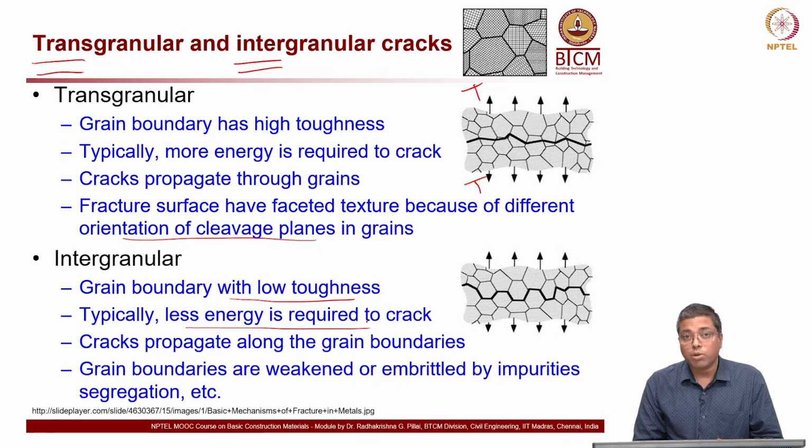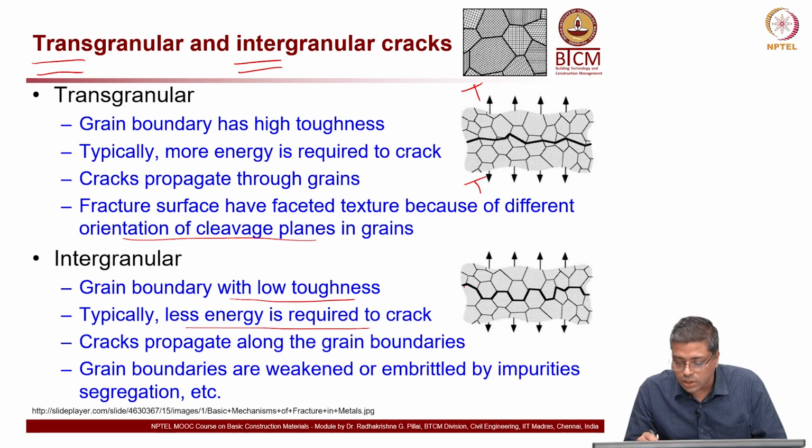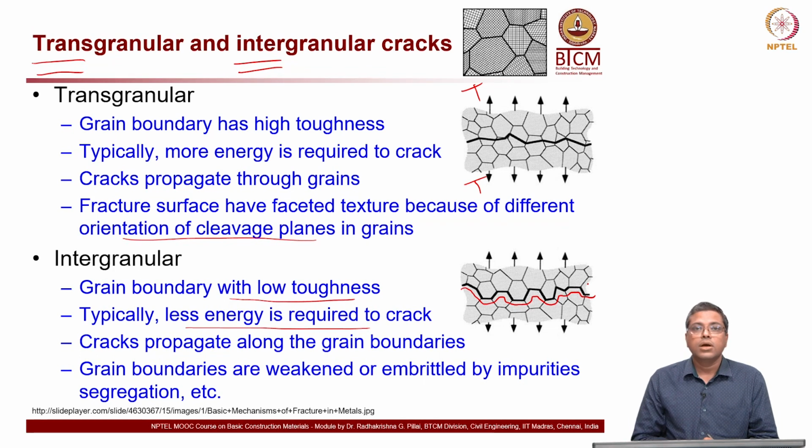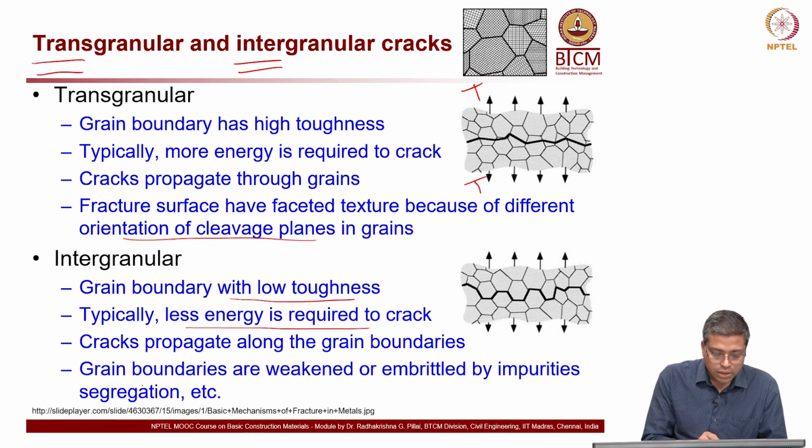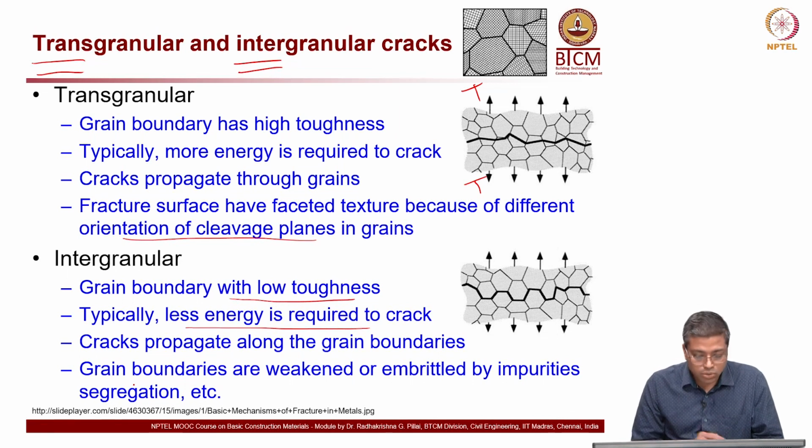Now, cracks propagate through where? They propagate along the grain boundaries. You can see here in the bottom right image that they are actually going along the grain boundaries. They are not really cutting through the grains. So that is what it is. Now, cracks propagate along the grain boundaries, and then the grain boundaries are weakened.